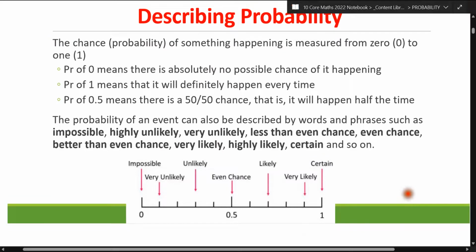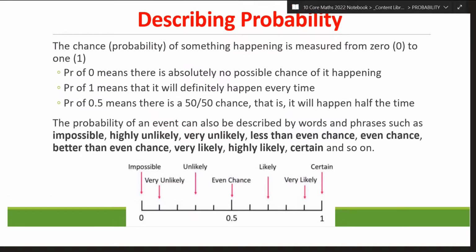Okay, so let's continue. So like I said, describing your probability can be put into a scale like this. Okay, and this is the numerical value depending on what the word is or what the likelihood of that is. Impossible means there's no chance that that thing is ever going to happen. So it's zero. Even chance, 50-50, right there, 0.5, right in the middle. Certain means it's definitely going to happen. Okay, so those words are what we use to describe the likelihood of something happening, and then we can also represent it numerically.